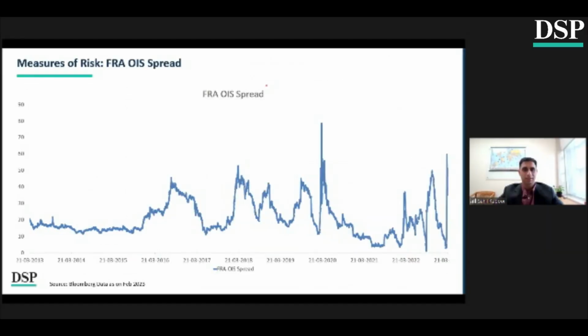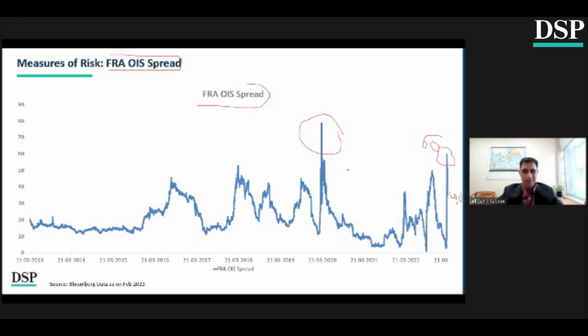So let's look at certain measures of risk. This is what is called the FRA-OIS spread. The FRA-OIS spread tells you what the interbank market is thinking. Is it panicking over what's happening? You can see that in COVID times it spiked high, and it has spiked higher again, although it peaked at about 60, and right now it's at about 40. It fell to about 32 the day before yesterday. So it has peaked, or probably not peaked, I do not know. But the second spike has been lower.